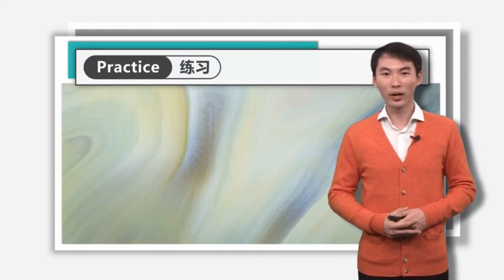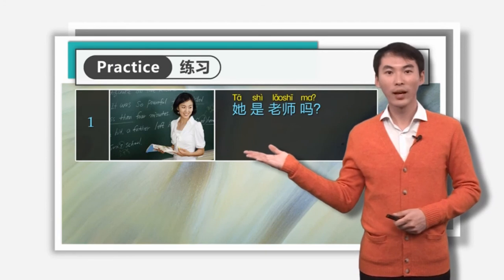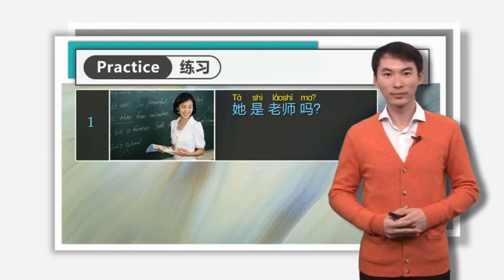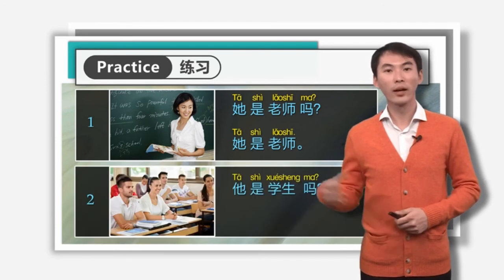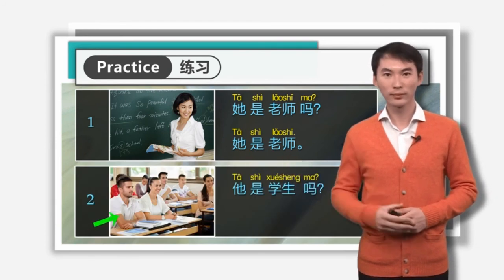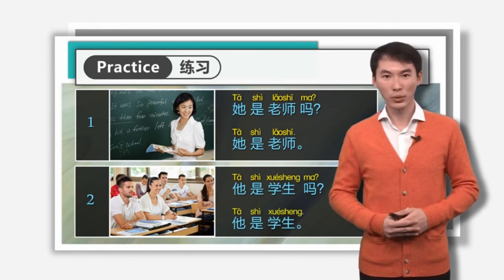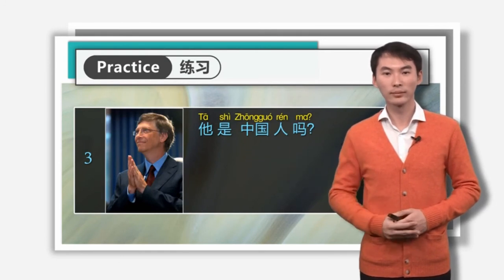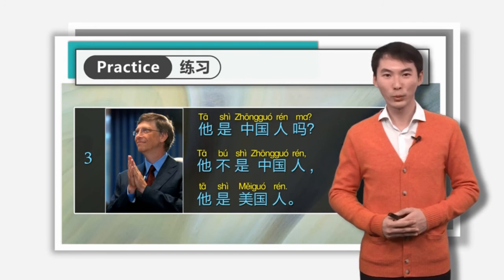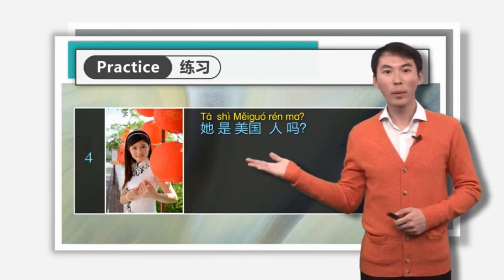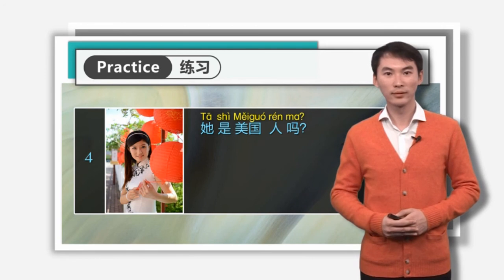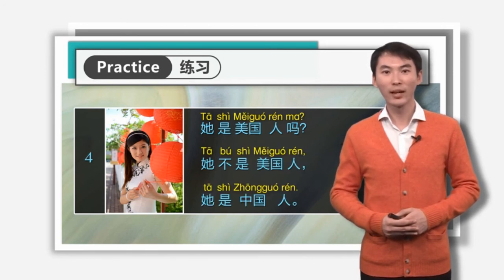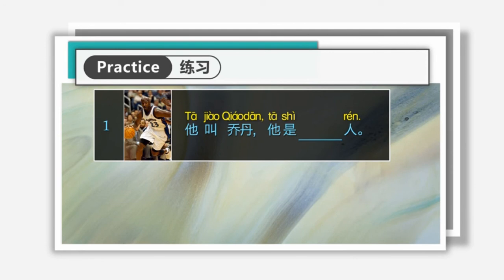Next, answer the question according to the pictures. Number 1. 他是老师吗? 他是老师. Number 2. 他是学生吗? 他是学生. Number 3. 他是中国人吗? 他不是中国人, 他是美国人. Number 4. 他是美国人吗? 他不是美国人, 他是中国人. Very good. Now, let's complete the sentence according to the pictures.